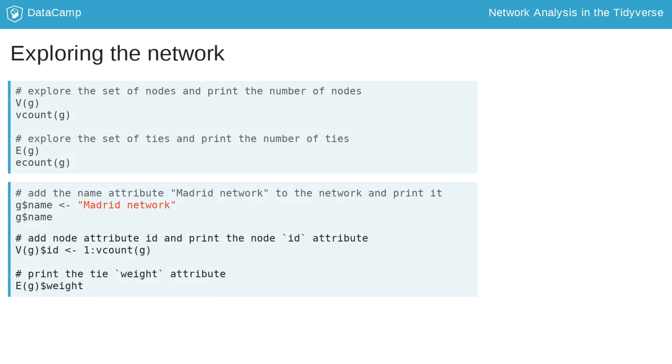The igraph package has functions which allow you to explore the network directly. The V function, which means vertices, prints the information about the network's nodes. vcount provides a count of the number of nodes. The functions E and ecount do the same for ties. Here, E stands for edges.